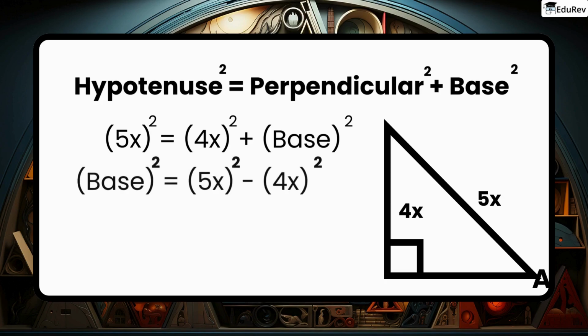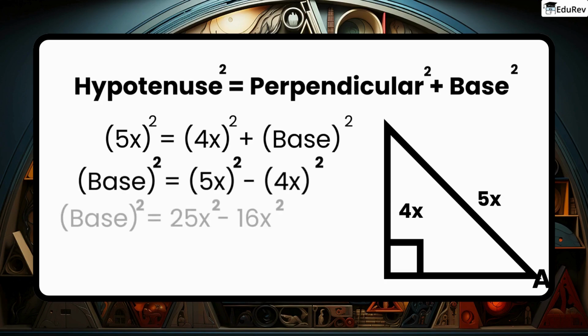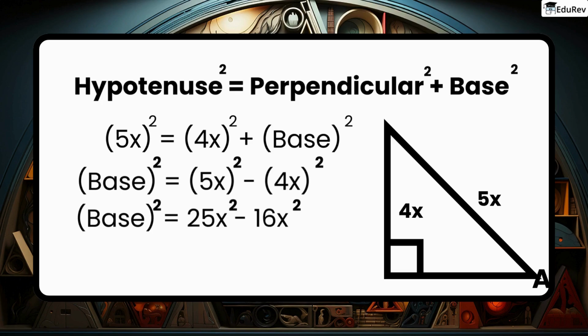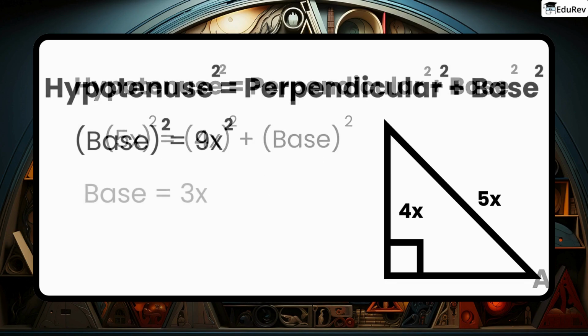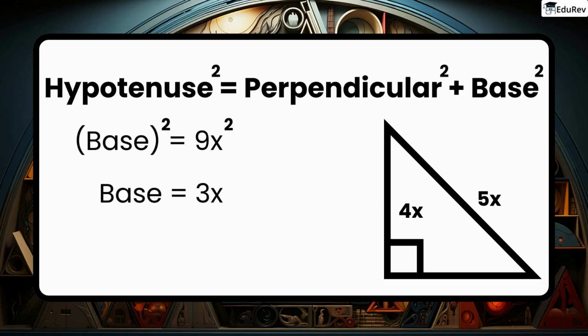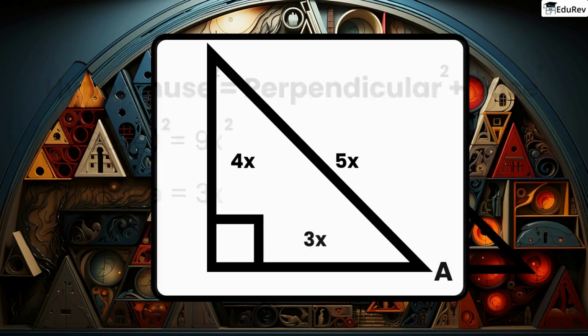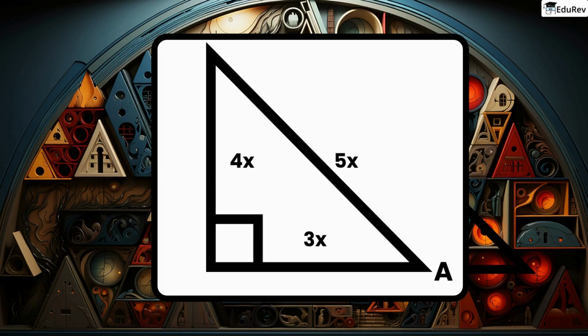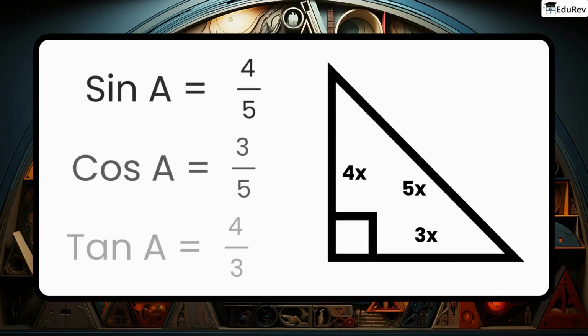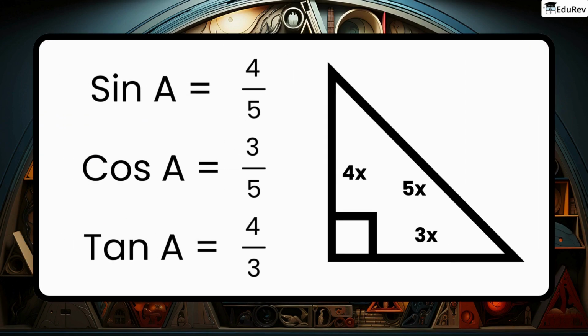We get base square equals 5x square minus 4x square. Base square equals 25x square minus 16x square. Base square equals 9x square. So we have value of base equals 3x. Now we have a right triangle with the measurements of its sides. Hence we can find all the required values from this. Now, you can try completing this question with data that has been provided.